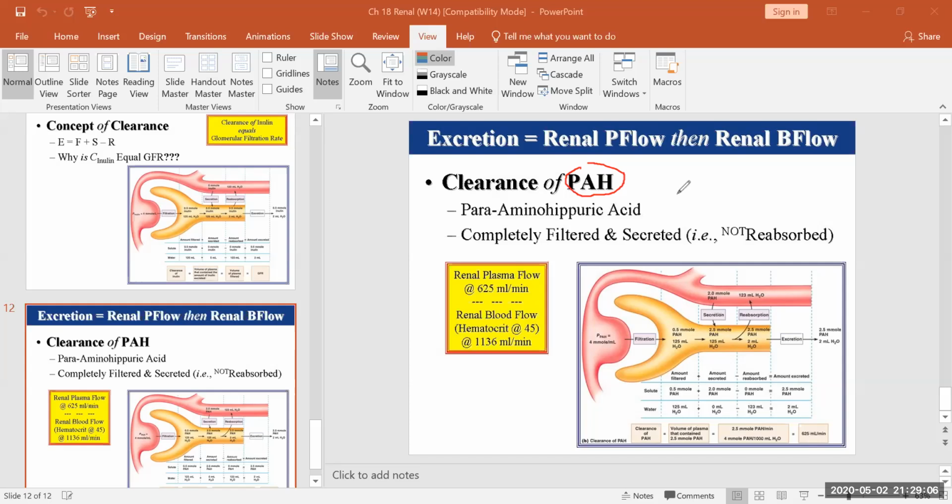And why is that important? Because if you know the renal plasma flow, then you will know the renal blood flow. The reason is, when you talk about whole blood, 45% of that whole blood is your red blood cells.